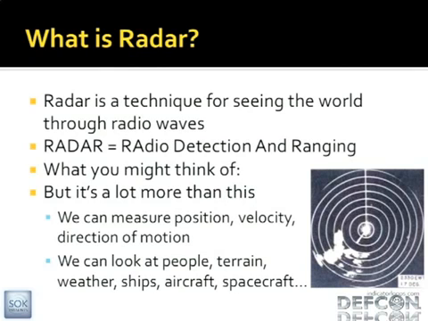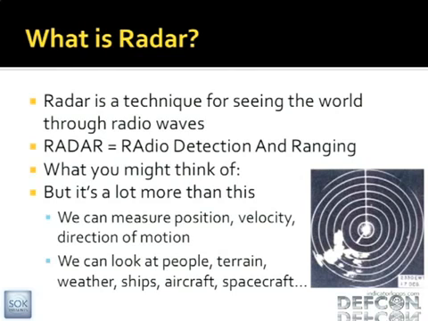So what you might think of traditionally is something like, I think that's a weather radar from like the 40s or something. That's kind of the basic idea of what people think, but what you're measuring is essentially position of something, velocity of something, direction of motion of something. But you can actually do a lot with this type of technology. You can look at pretty much anything.